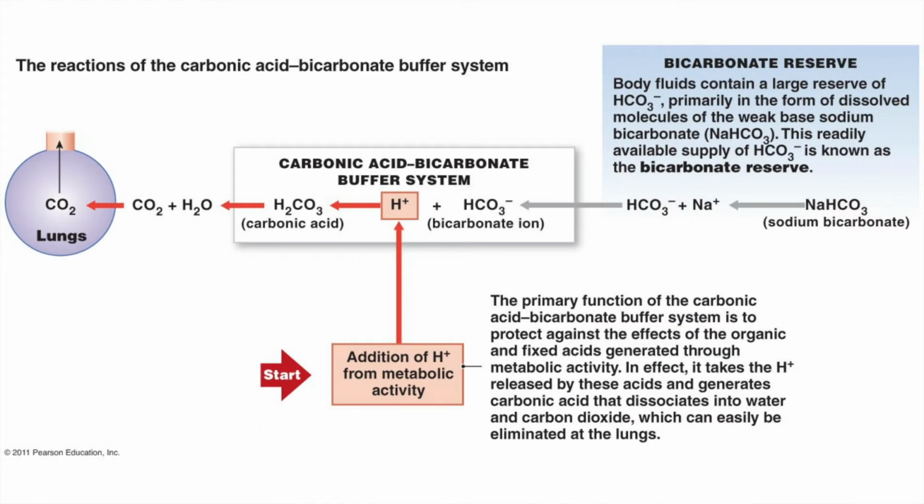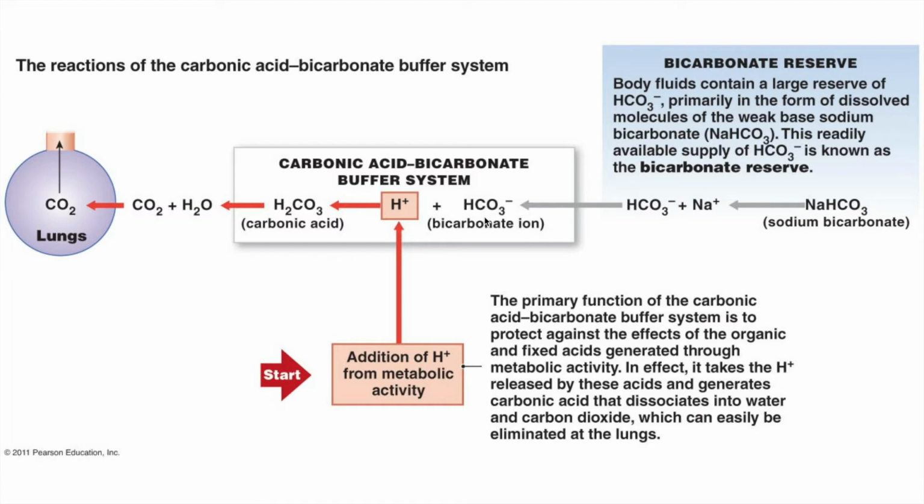The carbonic acid bicarbonate buffer system takes the hydrogen from metabolic activities and combines it with bicarbonate ions to form carbonic acid, H2CO3, which can produce water and carbon dioxide. The carbon dioxide is released through the lungs. These chemical buffers are fast acting, but they can be overwhelmed and they're only temporary. So being overwhelmed means we can run out. We only have so much bicarbonate stored in our bodies.